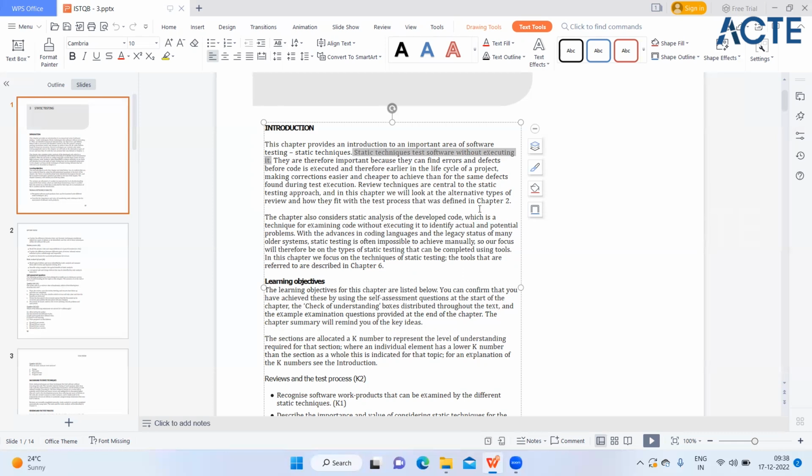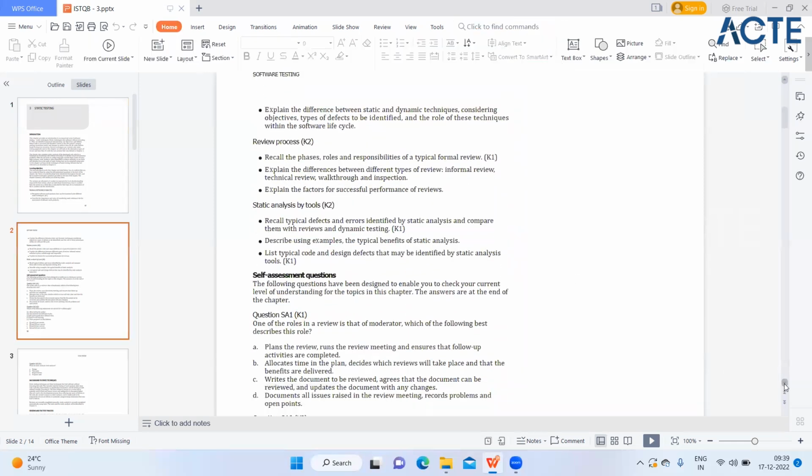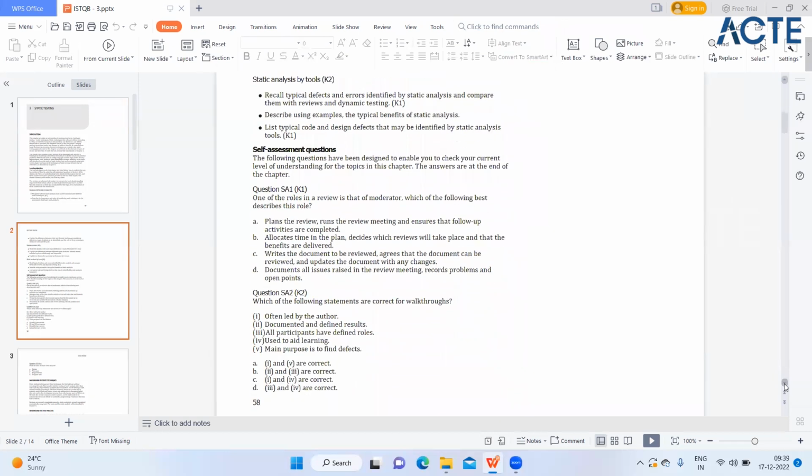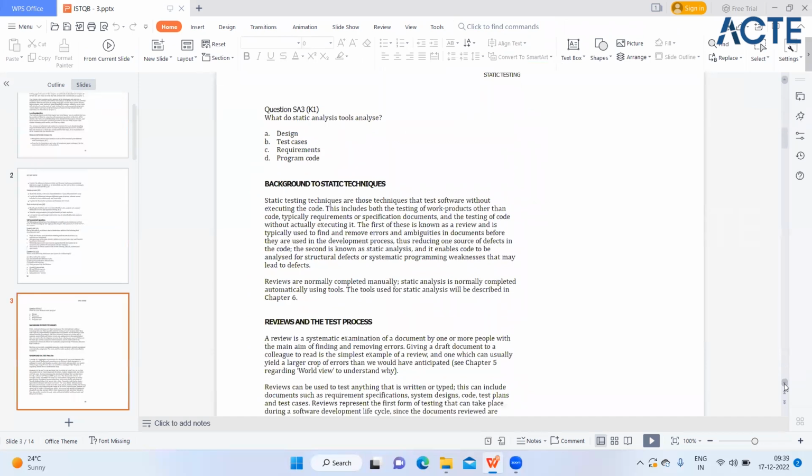So in static techniques, whatever testing we perform before executing the code comes under static testing. That's one thing. And the second thing is, review is part of which process? It's part of static testing or static techniques. They also have some self-assessment questions, so you can go through them later. I will share this.